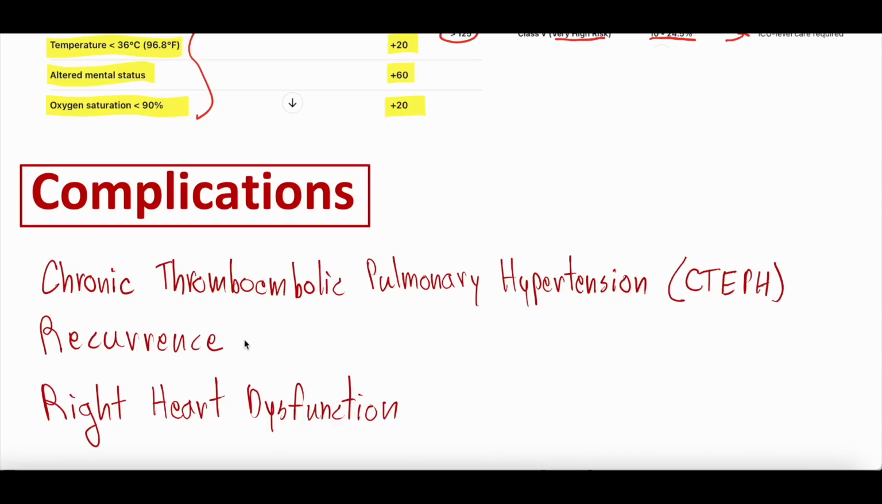But there's a couple complications. The big one is recurrence, and we talked about this. Even if you have anticoagulation, you can have recurrence. If you stop anticoagulation, you certainly can have recurrence. And when it recurs, a lot of times the morbidity mortality is a lot worse. We talked about how you can have right heart dysfunction or right heart failure. Again, that right heart is pumping blood to the lungs, so if those blood vessels in the lungs have clots, that right heart is trying to pump blood past those clots, and it causes strain, dysfunction, and can cause right heart failure. And then the third is something we haven't talked about, chronic thromboembolic pulmonary hypertension, or CTEPH.